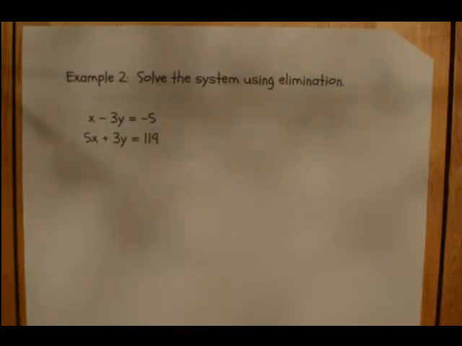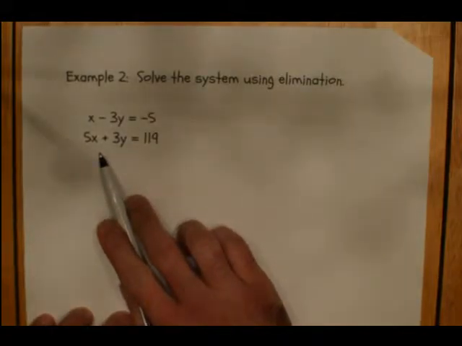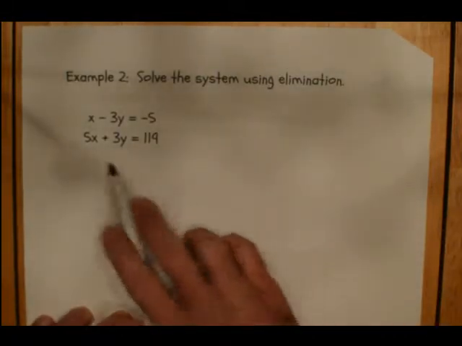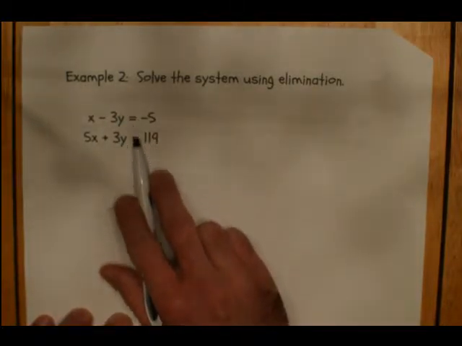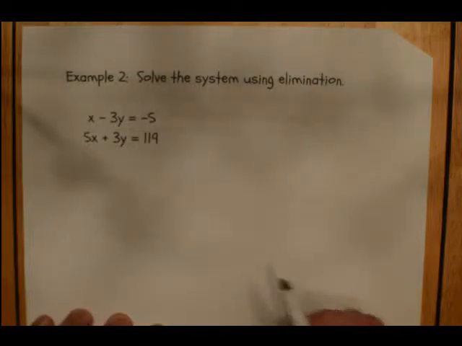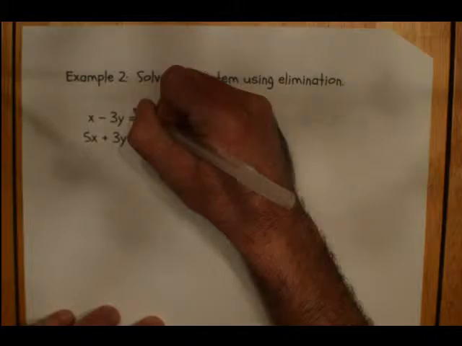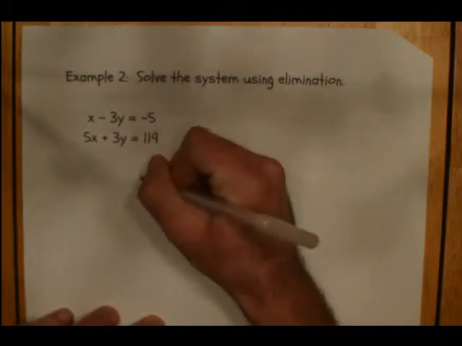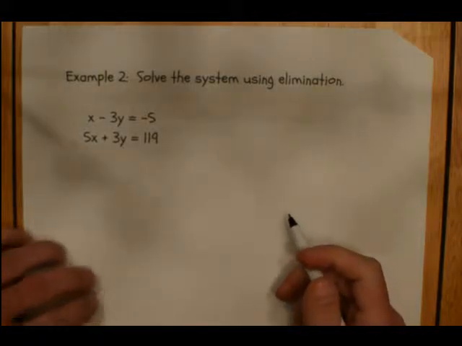So if you're using this method, what you should first start out with is making sure that the equations in your system are all lined up. So you have your x terms in a column, your y terms in a column, your equal signs in a column, and your constant terms should be in a column also. Your x and y terms should be on the left side and your number terms should be on the right.